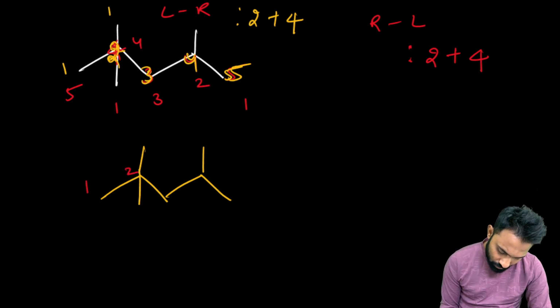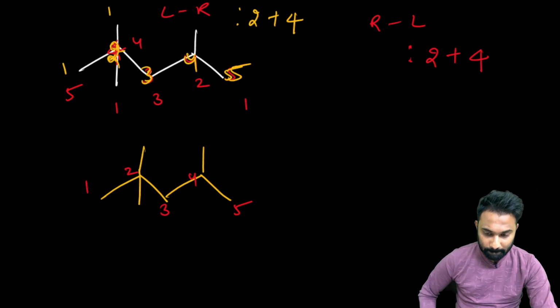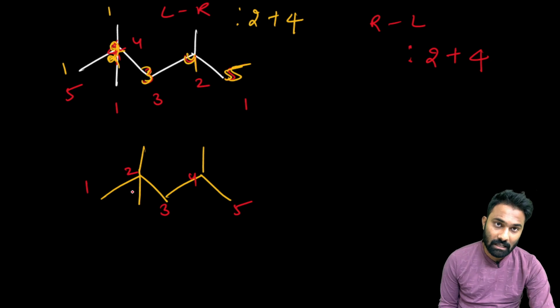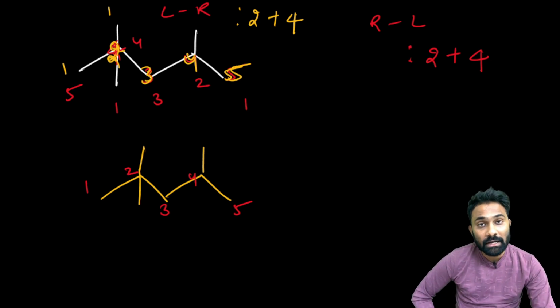See now, 1, 2, 3, 4, 5. Clear? Now the numbering will be from left to right or right to left. Then you may get confused. Then what do you have to decide?